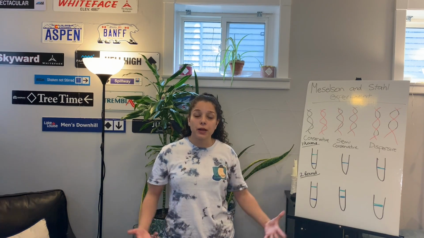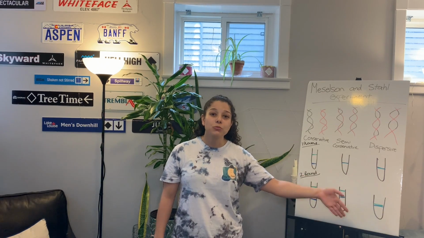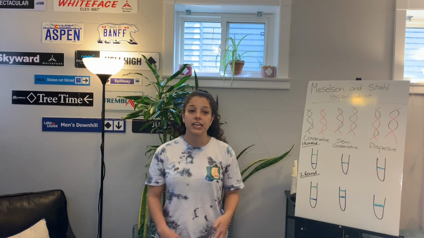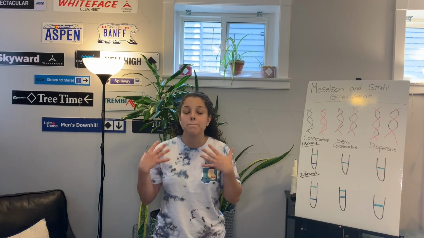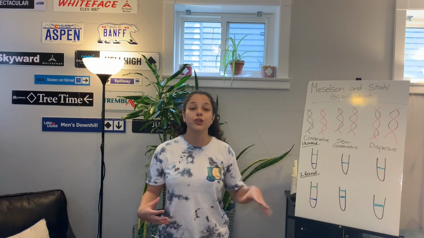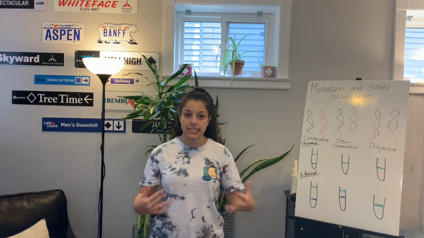Now with 2 rounds of replication with dispersive, we would expect to see the same result as we would have seen within 1 round of replication. With dispersive replication, you are always going to see a mix of old and new DNA on both strands, and therefore you're always going to see that intermediate mix of heavy and light DNA.